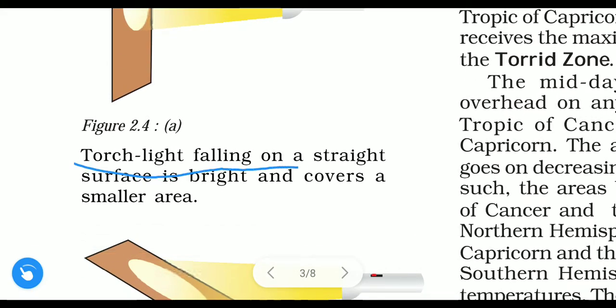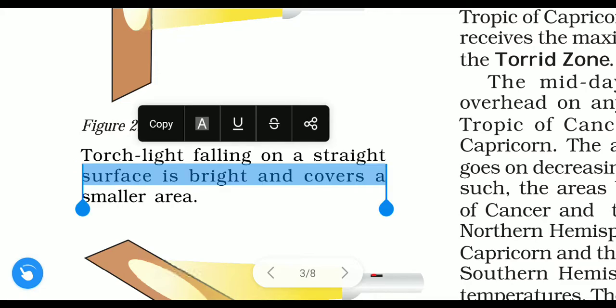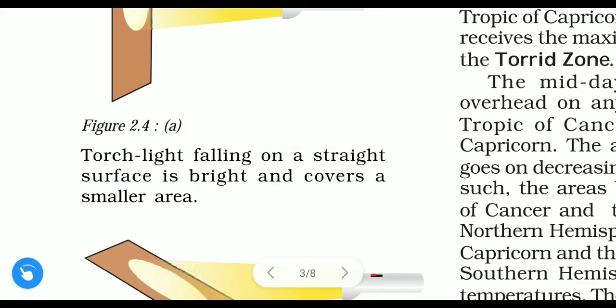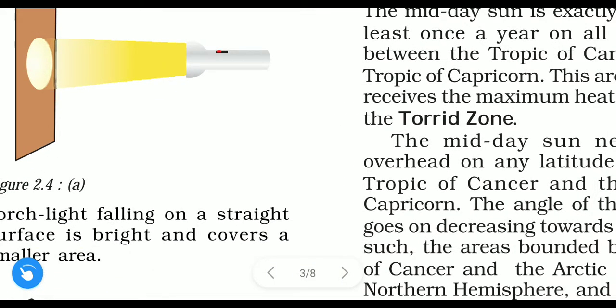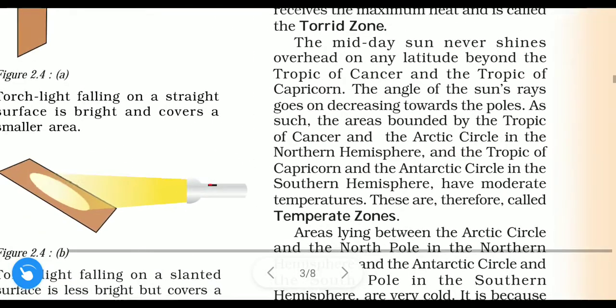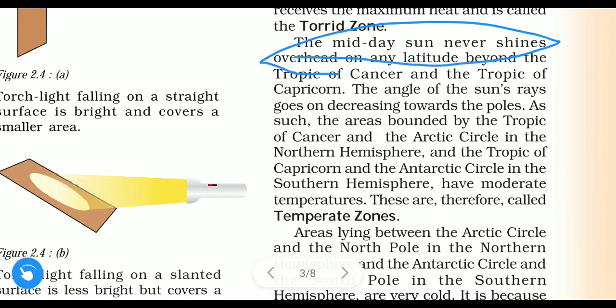Torch light falling on a straight surface is bright and covers a smaller area. Okay, so that is the torrid zone. Now let us discuss the next type of zone, that is the temperate zone. The midday sun never shines overhead on any latitude beyond the Tropic of Cancer and the Tropic of Capricorn.